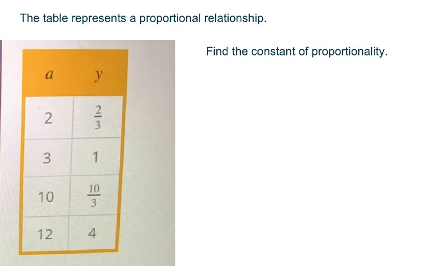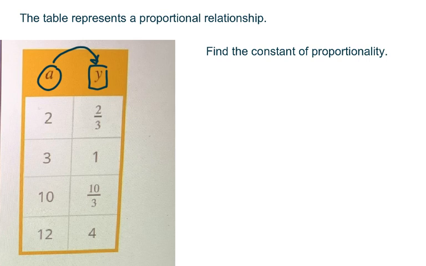The table represents a proportional relationship. Find the constant of proportionality. So to do this, we'll start by remembering that we're going to go from our first column, which is A, and we'll look for something that we can multiply by so that we get the values in the Y column.